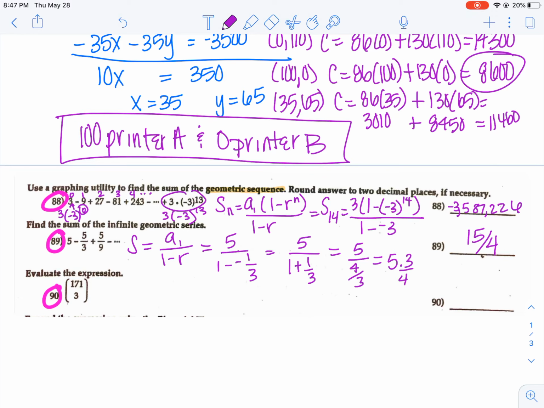Okay, and then 90, when it's written like that, it's just another way to write combination. So it's a combination of 171 things, choose 3. And then this, you just go to your calculator. Remember, you want to find the nCr button. So I would type in the 171, then nCr, then 3, and you should get 818,805.